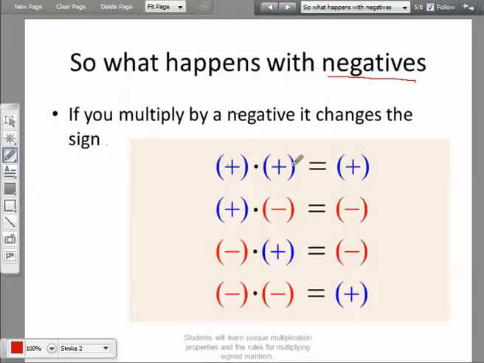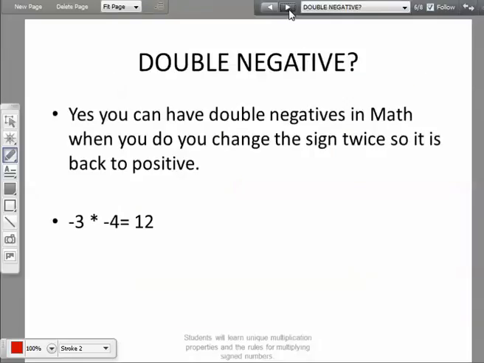When I'm multiplying two positive numbers, no problem. You know that multiplication. If I make one of them negative, though, a positive times a negative results in a negative number. A negative times a positive results in a negative number. Two negatives times each other give you a positive number. Wait a second, did I just say that? If I have double negatives, yes, double negatives in math do occur.